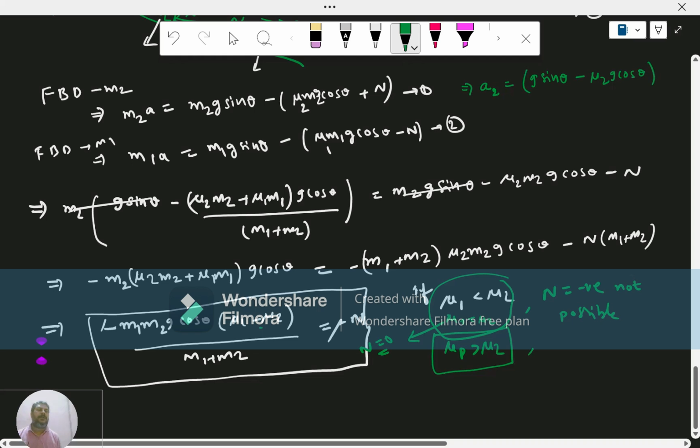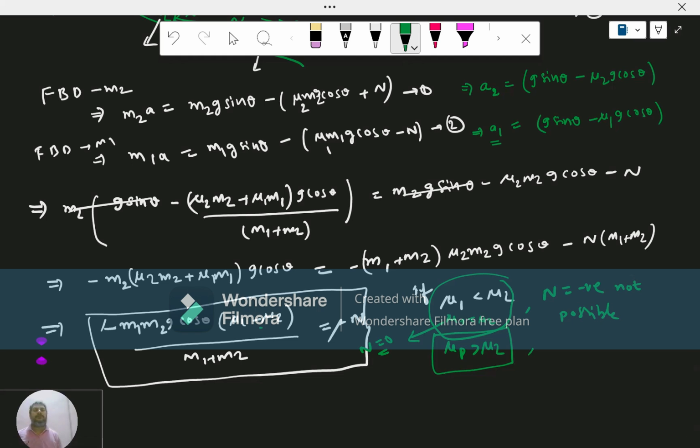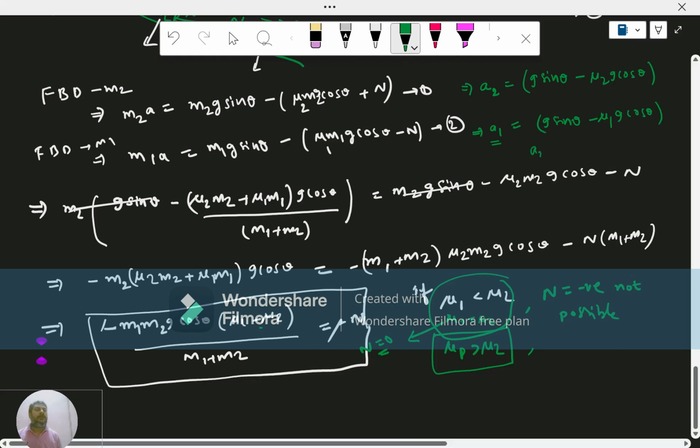Similarly here, A1 is equal to g sin theta minus mu1 into g cos theta. Suppose mu1 is greater than mu2, so the lower block's coefficient is more. Then A2 will become more than A1. Verify once, mu1 is more.